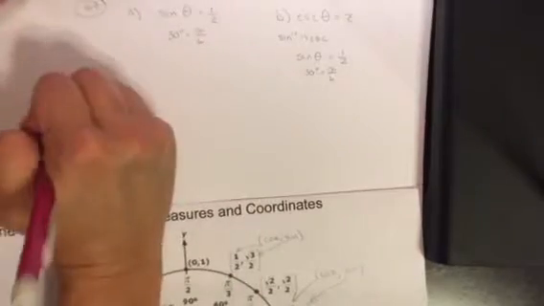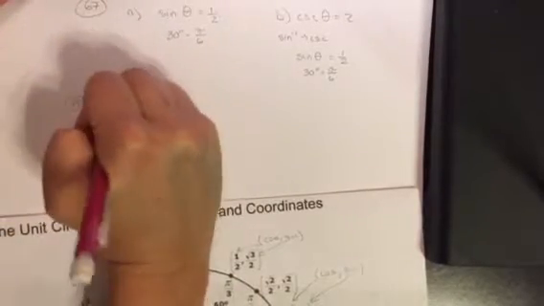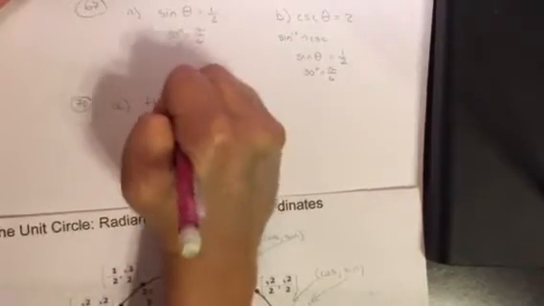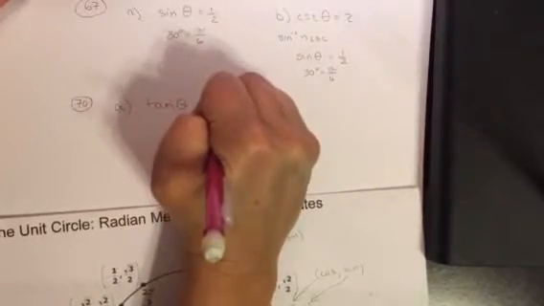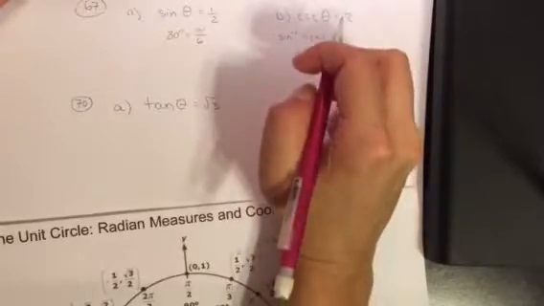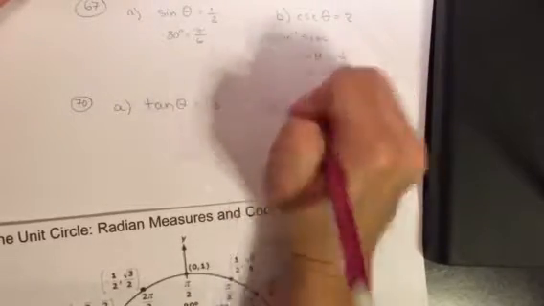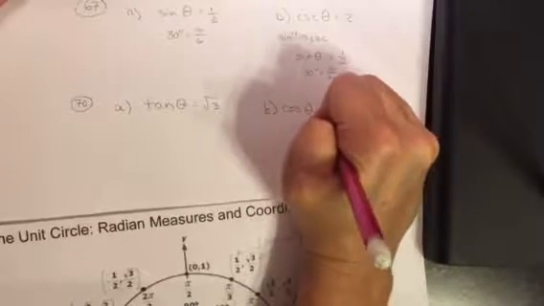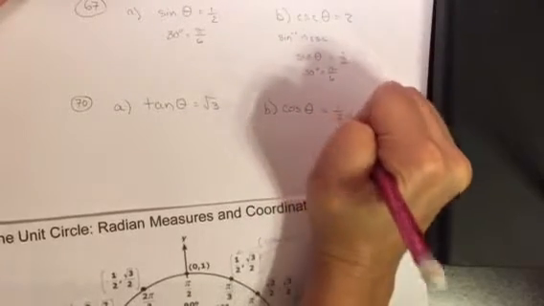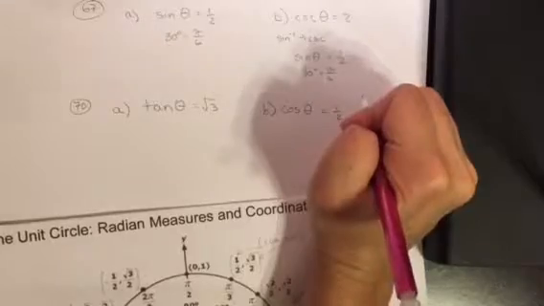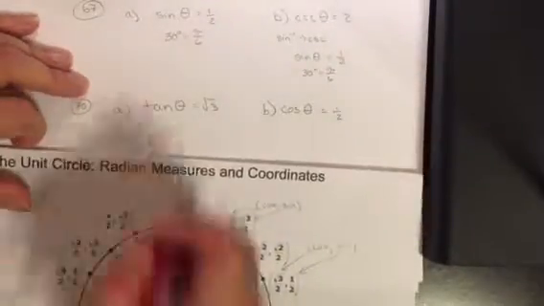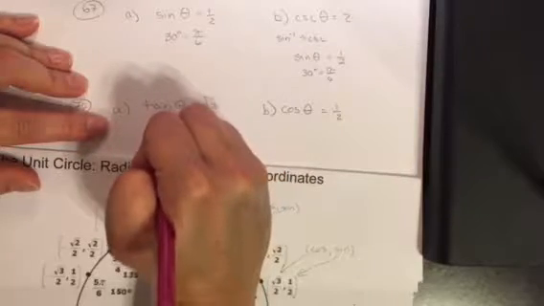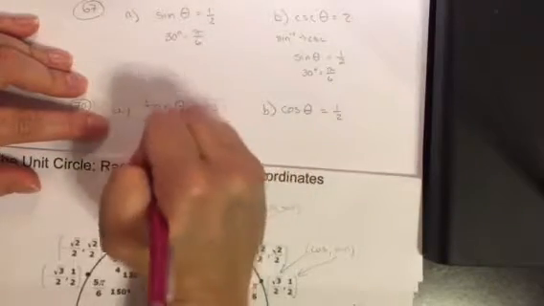Let's do a couple more. Let's go ahead and do number 70. So 70A, tangent theta is √3, and B is cosine theta is 1/2. All right, so remembering the definition of tangent. Tangent is opposite over adjacent.